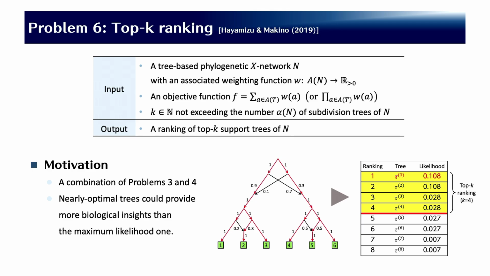The last problem is a combination of the optimization problem and the enumeration problem, the listing problem. In many practical situations, the value of the objective function can be almost the same in the first, second, third, and K-th places. In such situations, it's not a good idea to compute only one optimal tree, ignoring all the nearly optimal solutions. That might be very meaningful or insightful biologically. So it's meaningful to consider how to compute the ranking of the top K trees in a tree-based network.